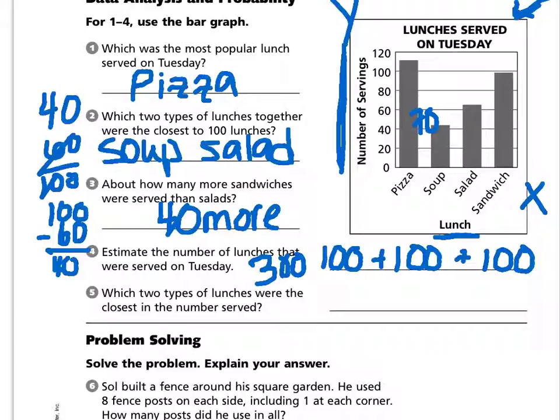Between salad and soup, I can see that it's going to be about 20, between 40 and 60. Between salad and sandwich, I can see that it's going to be between 60 and 100, which would be 40. And then I could go between sandwich and pizza, and that's between 100 and 110, which would be just 10. So I know that between the two types of being the closest, it would be pizza and a sandwich.